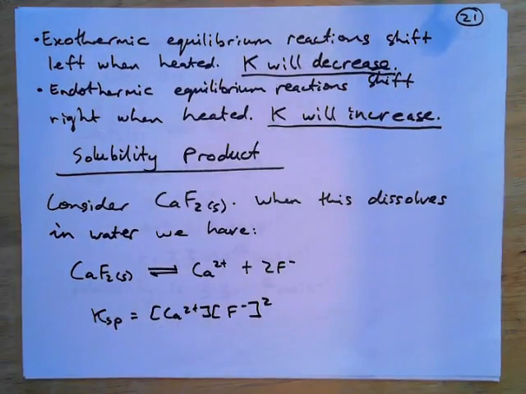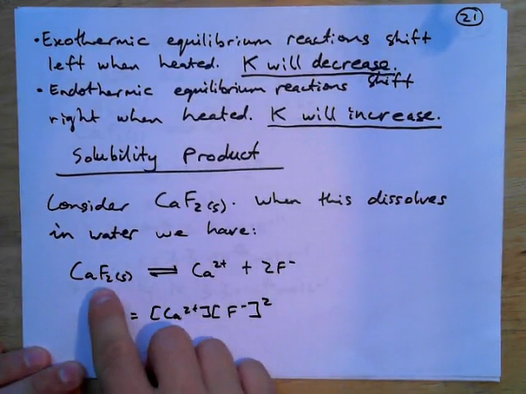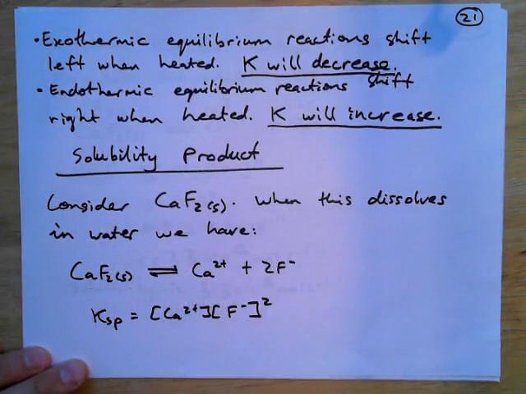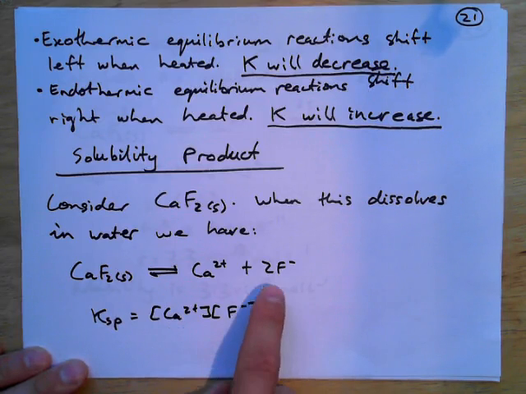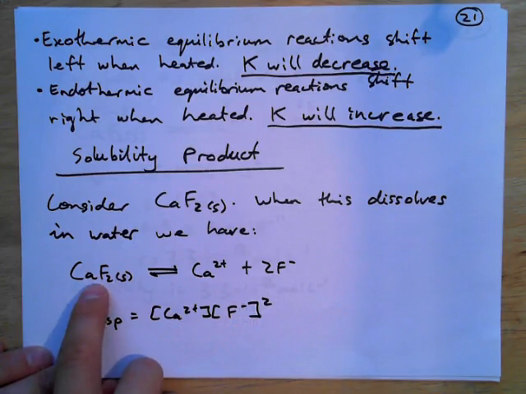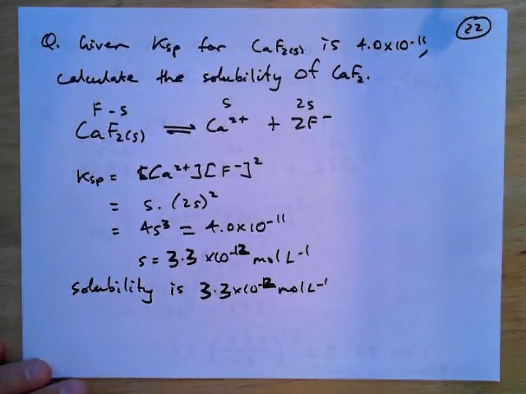Let's have a look at our solubility product. Let's consider calcium fluoride. It's not very soluble, but when it dissolves in water, we have calcium fluoride solid splitting up into calcium 2+ and 2 fluoride ions. Again, we have a special K for this. It's KSP, SP being the solubility product, and so we have our calcium ions times our fluoride ions squared because of the 2, and we do not consider the solid in the equilibrium expression. So we don't consider it because it's a solid.